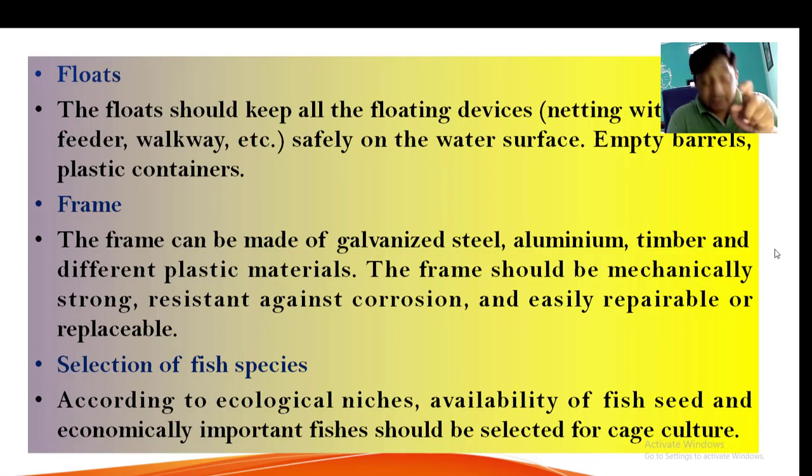Now floats, another material for the cage, are the floats. The floats should keep all the floating devices, meaning netting with frame, feeder, walkway, etc., safely on the water surface, and empty barrels and plastic containers can be used as floats. Okay, in many areas in Pune, the Dimbe reservoir is there, and in that Dimbe reservoir cage culture activity is practiced, and a number of barrels and other plastic containers are used for this floating purpose.